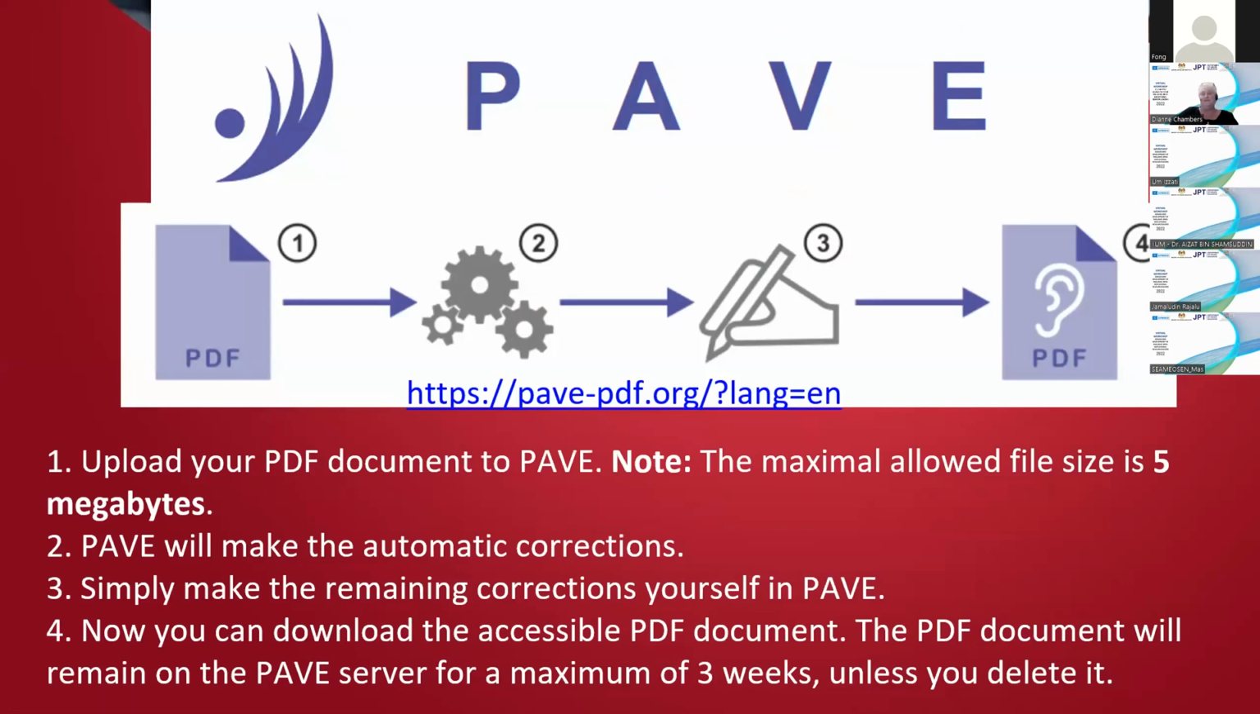It's got a maximum size, so you can't have any more than 5 megabytes. It'll make the automatic corrections for you. It'll tell you if any further corrections need to be made, which you can do in that document. And you can download the accessible PDF.